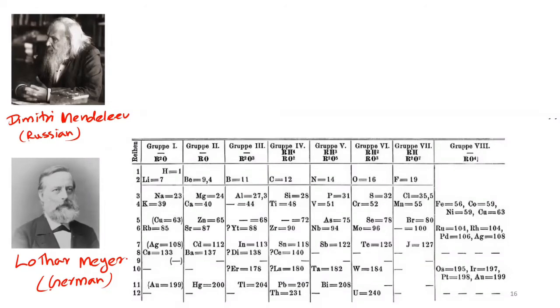This is the old version of the periodic table. So how they classified is based on the atomic mass. When they classified it based on the atomic mass, they came to know that the chemical and the physical properties occur periodically.